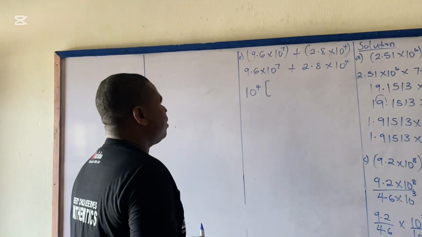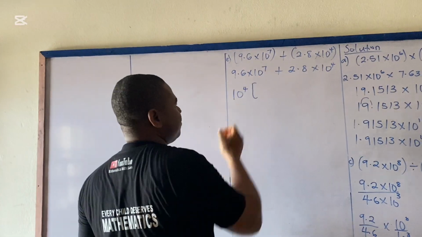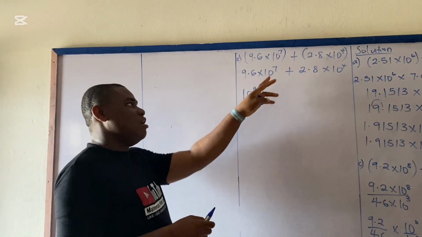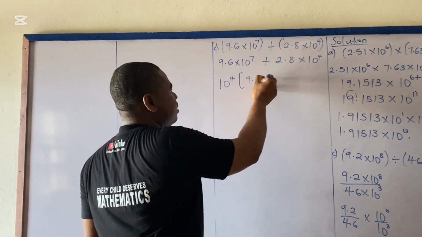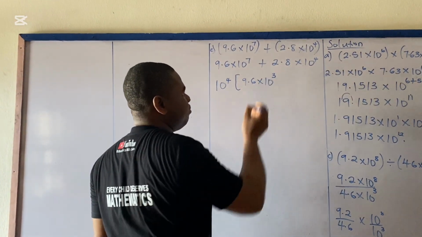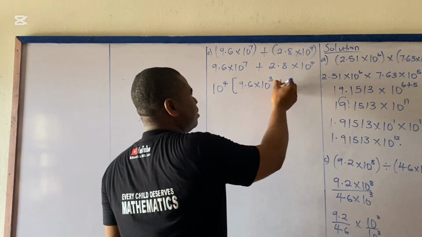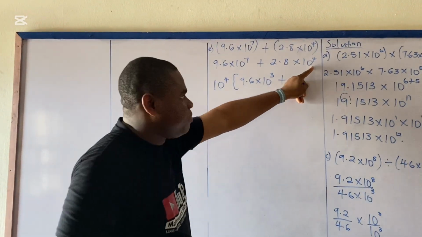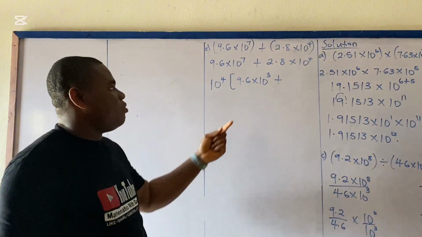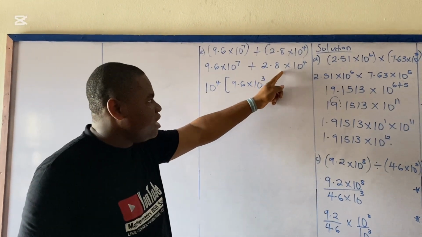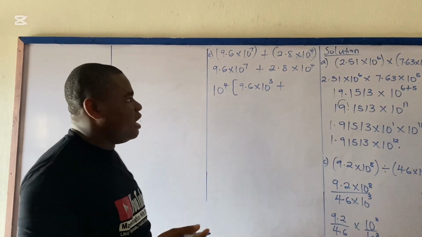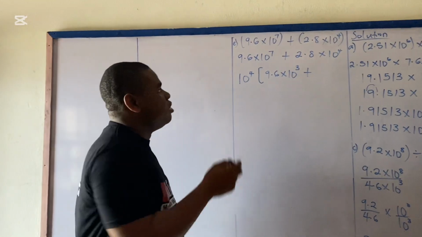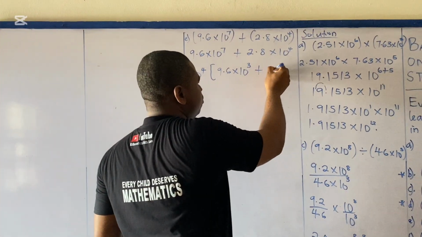Alright, so this is 9.6 times 10 raised to the power of 7. If I pick out 10 raised to the power of 4 from 10 raised to the power of 7, I'll be left with 9.6 times 10 raised to the power of 3. Plus, if I take out 10 raised to the power of 4 from 10 raised to the power of 4, I'll be left with 1. That indirectly means 2.8 times 10 raised to the power of 0. And any number raised to the power of 0 is 1. So I'd rather write this as 2.8.